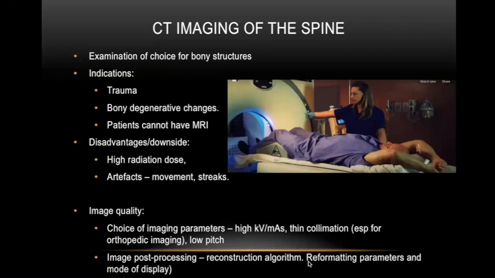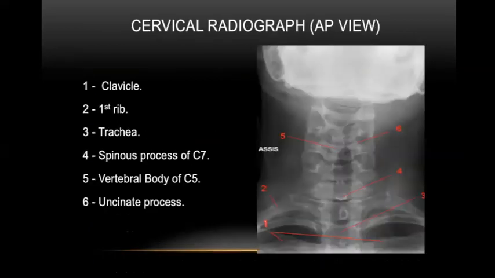So the image quality is basically what my radiographers will try to do, to make it very nice for you guys to see. Choice of imaging parameters, we have high kVs, mAs, and thin collimation and low pitch. So for image post-processing, we can reconstruct the algorithm and reformat for a good view of the CT image, okay?